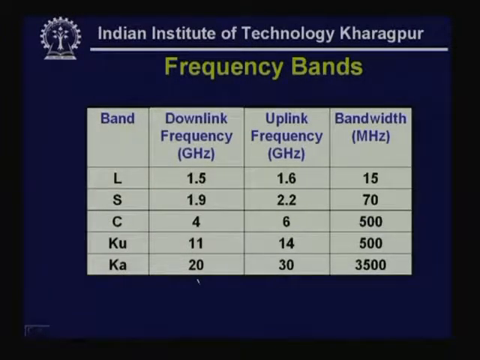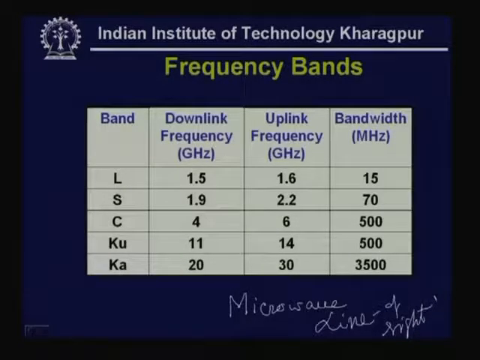Now, let us look at the frequency bands used in satellite communication. This is in the microwave range. We have already discussed it, microwave, where line of sight communication is performed. There are several frequency bands. L band uses two frequency bands, one for downlink, another for uplink. Frequency is in the gigahertz range. Downlink frequency is around 1.5 gigahertz, uplink frequency is around 1.6 gigahertz.